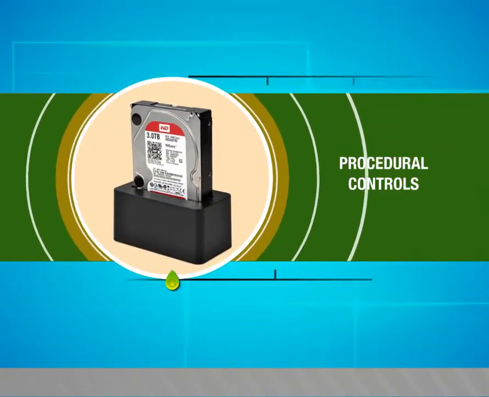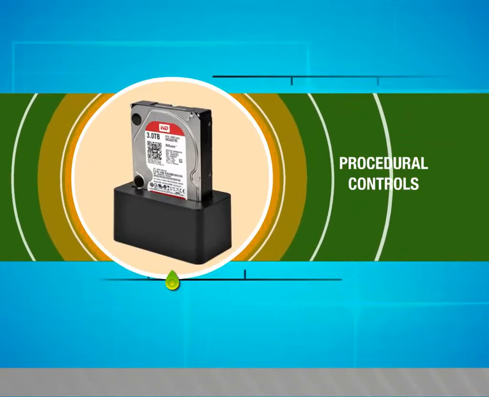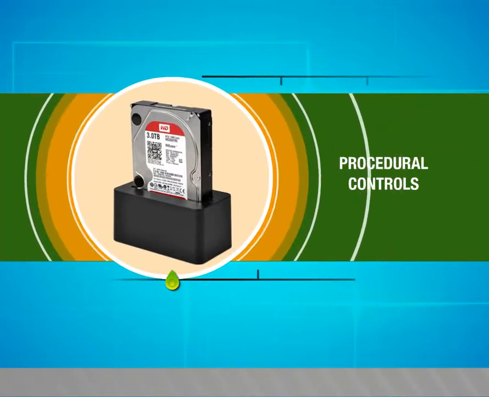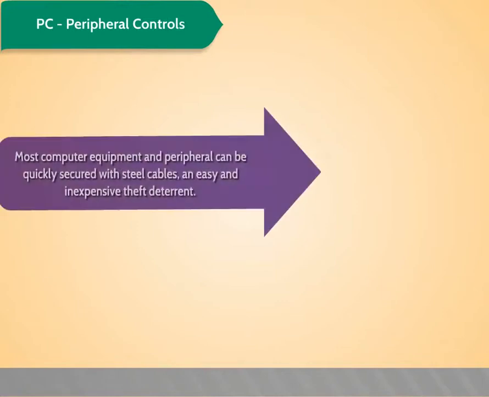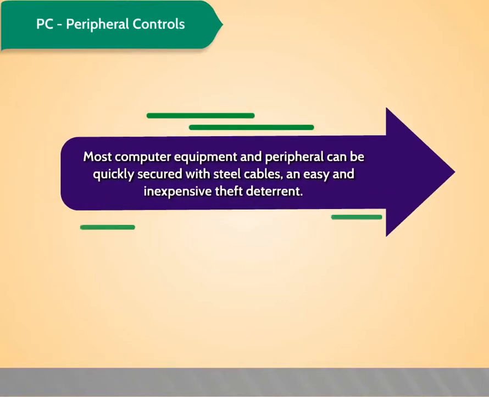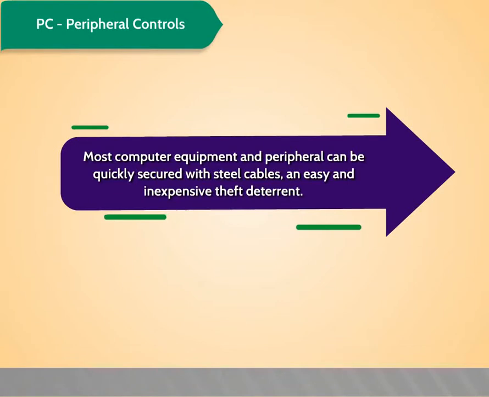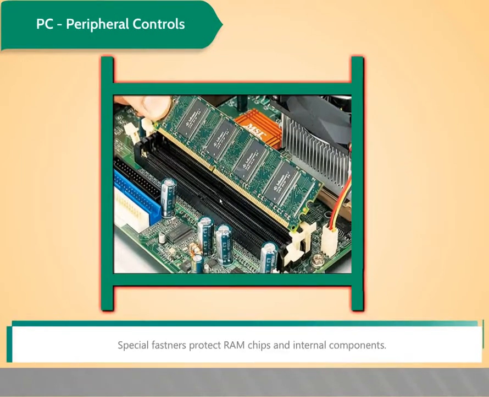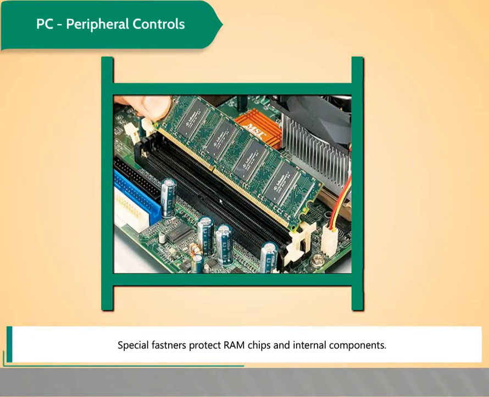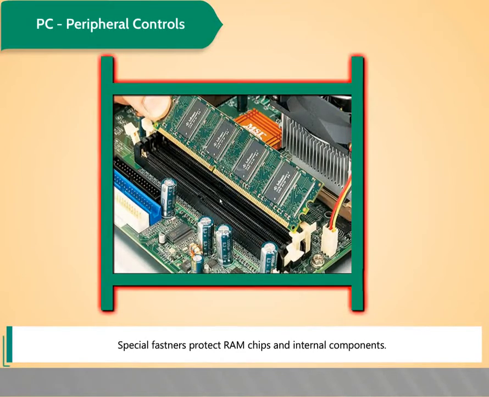Procedural controls. In this video, we are going to see about procedural controls. Procedural controls consist of the following: PC peripheral controls. Most computer equipment and peripherals can be quickly secured with steel cables, an easy and inexpensive theft deterrent. Special fasteners protect RAM chips and internal components.